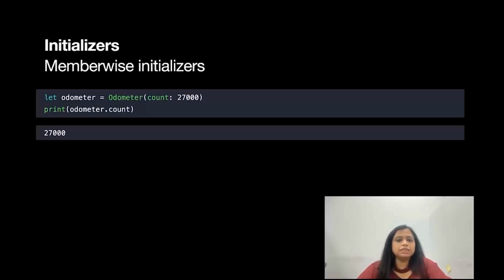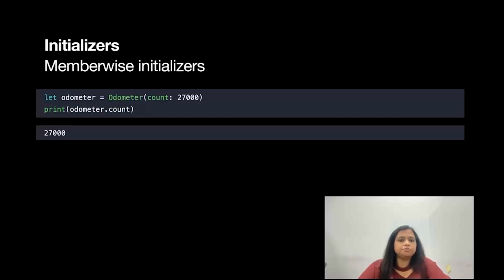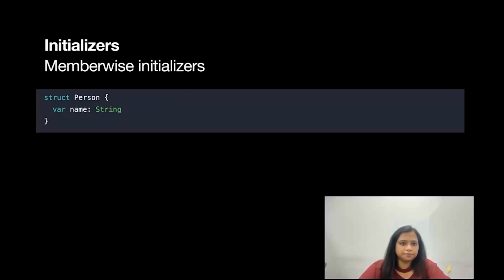So we can say that it is overwriting the value which was the default value. This 27,000 will be overwritten over the initial value that was 0. And so this particular value will be printed here. So that also can be done. For each property, there is a member-wise initializer present in the structure in Swift language.